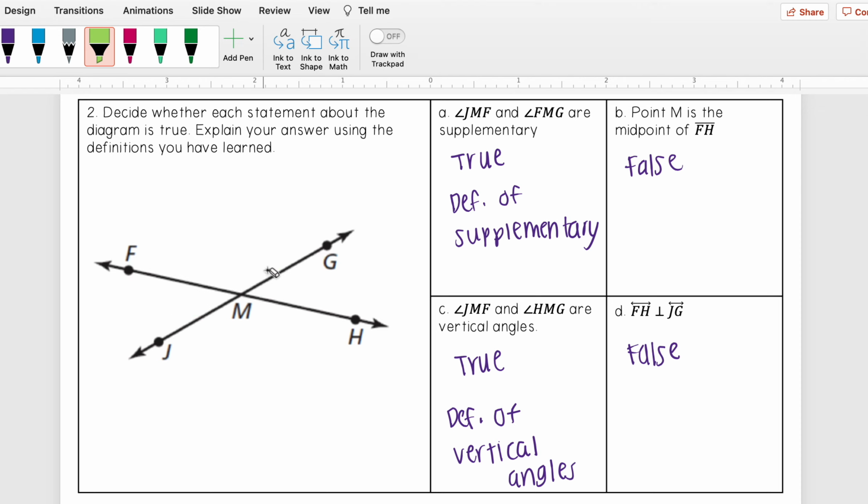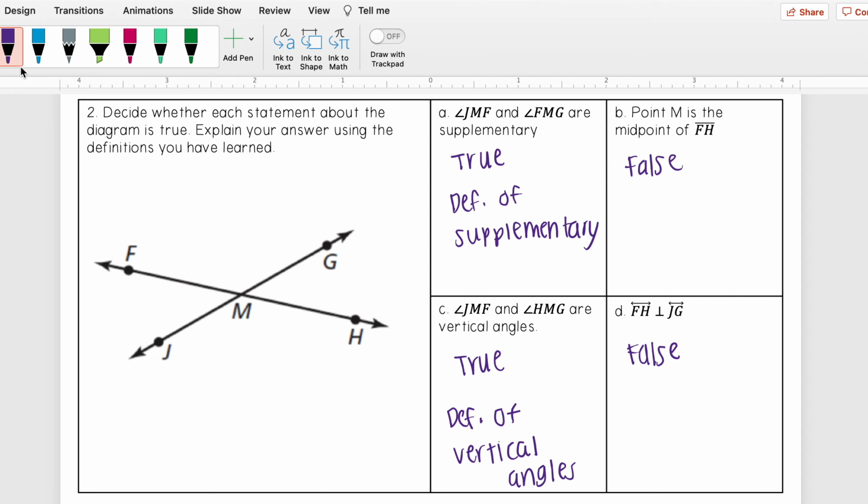For part B, I know that one's false because I can't assume that. And so when I look at the diagram, I see the line FH, or the segment. I want to see if M is the midpoint. It looks like in the picture that it is the midpoint. However, we can't assume that because it isn't marked as such. In order to know for sure that this is the midpoint, I would need to have these tick marks right here that represent that those are congruent.